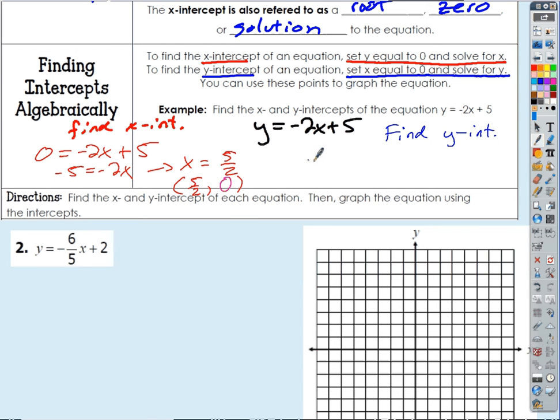So if I set x equal to 0, I get y equals -2 times 0 plus 5. Well, what's -2 times 0? 0, right? So we automatically know that that term is just going to be 0. I can just cross it out. And what do I end up with? Well, y equals 5. And then as an ordered pair, I get 0, 5.